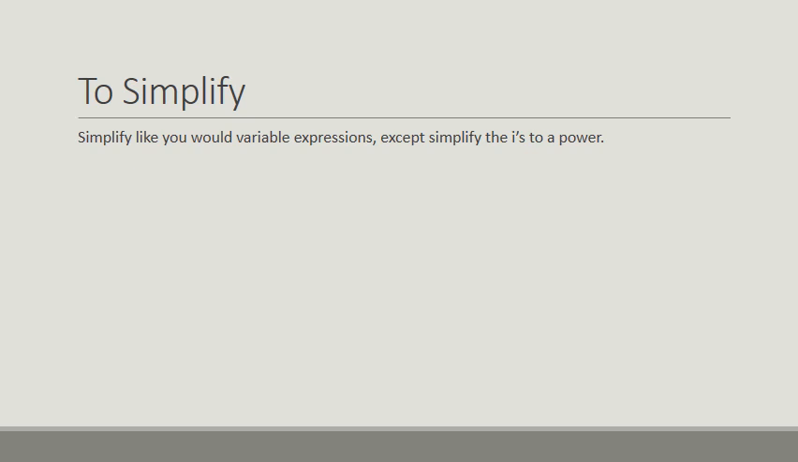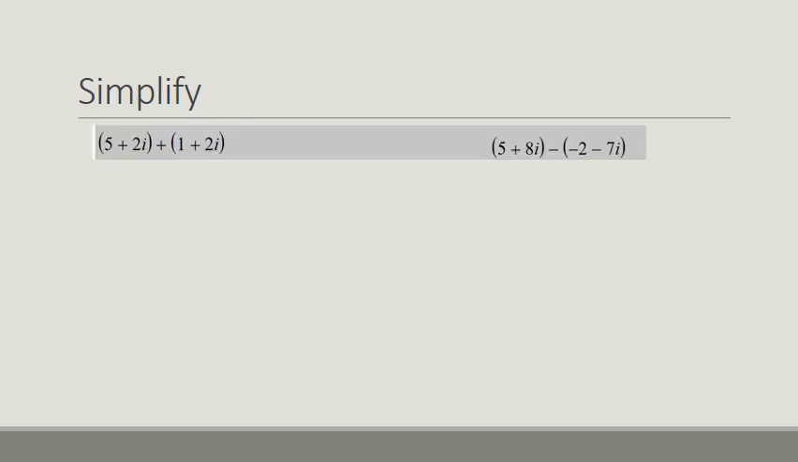So remember, if I have something like i to the 6th power, that's the same as i to the 4th times i squared. i to the 4th is 1. i squared is -1, so that would be -1. So we're going to simplify those. All right, but right now we're going to add and subtract.